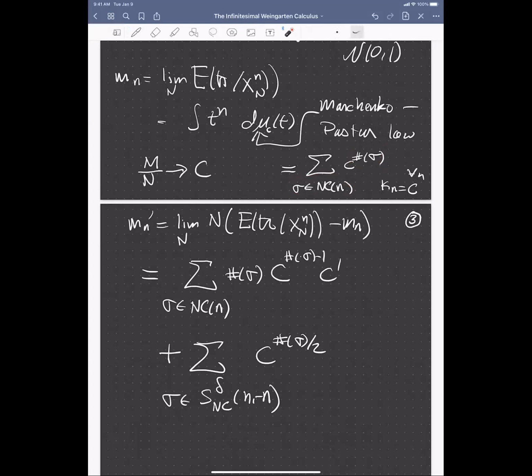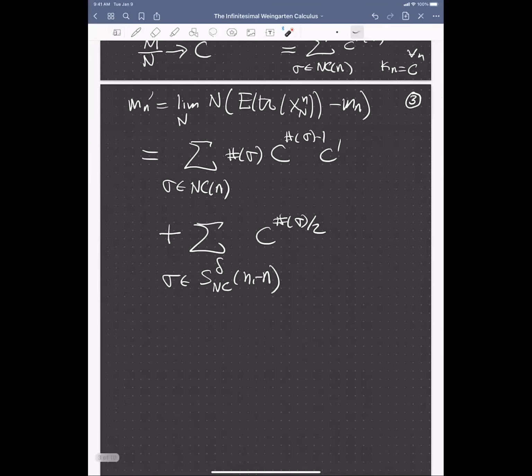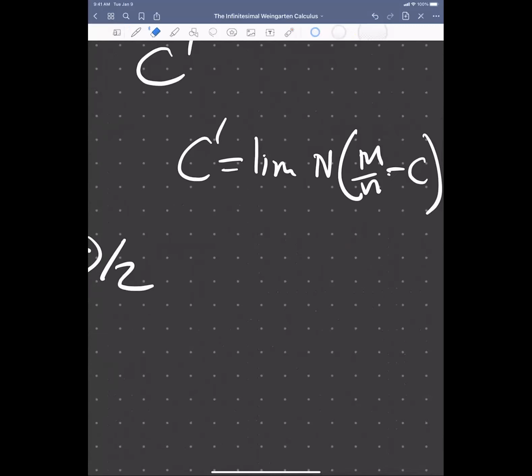This part of the formula was found by Andrew Nica and myself about 20 years ago when we were looking at annular non-crossing permutations. And we didn't really know what the formula meant, but we just noticed that we could compute it. And I didn't say what C primed is. C primed is the limit where you take n times m over n minus C.